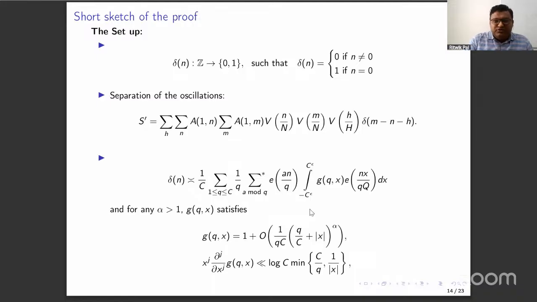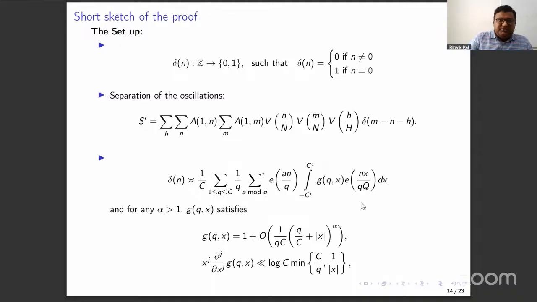And we don't need to know much information about what exactly g_Q(x) is. We just need to know that g_Q(x) is small when x is small, and its partial derivatives have decay. And the integral is basically over the interval from minus e to the power epsilon to plus e to the power epsilon.